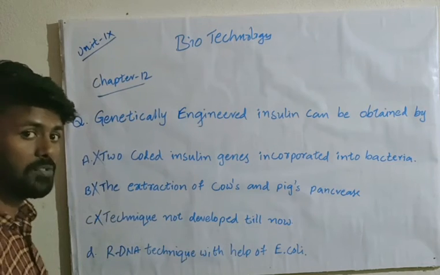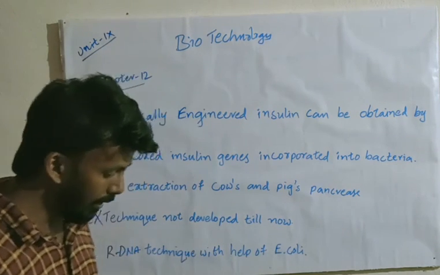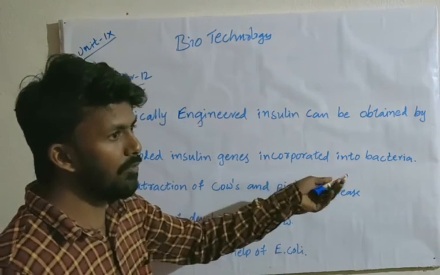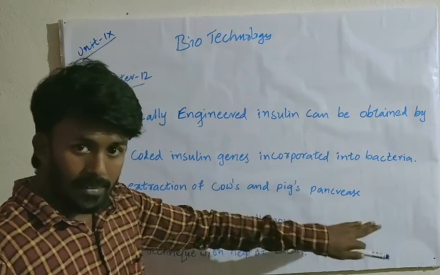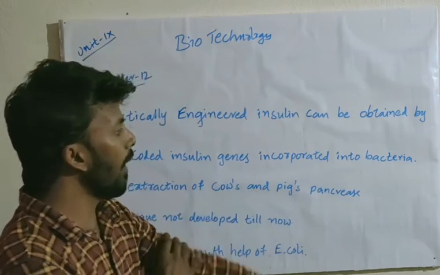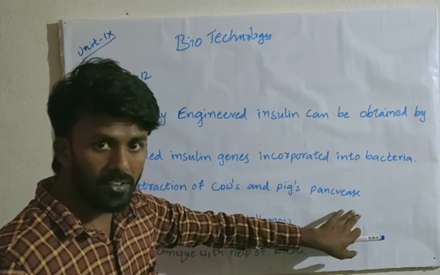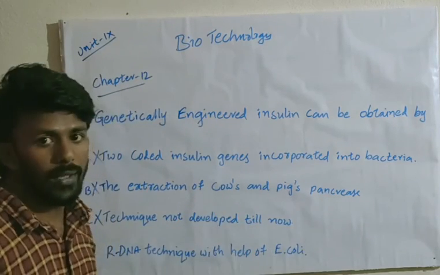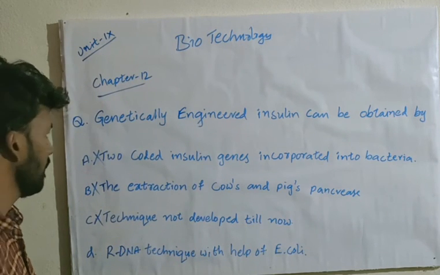The remaining option D, rDNA technique with the help of E. coli. First we did the separation of the mRNA, and from the mRNA we separated cDNA, and that cDNA through the plasmid we entered into the E. coli. That is recombination, and recombination was done in E. coli. So option D is the right answer. Right. Thank you.